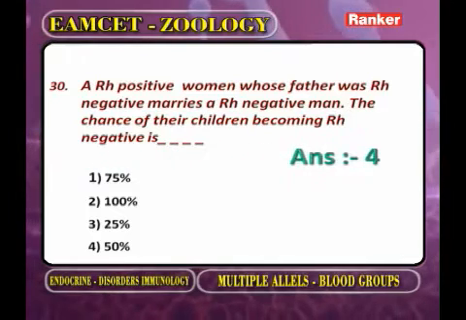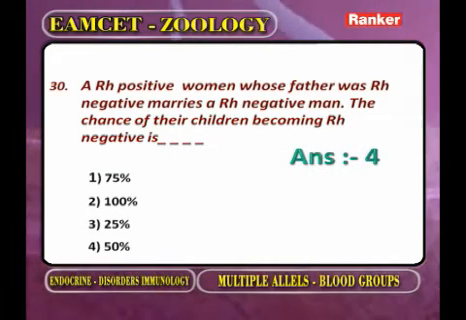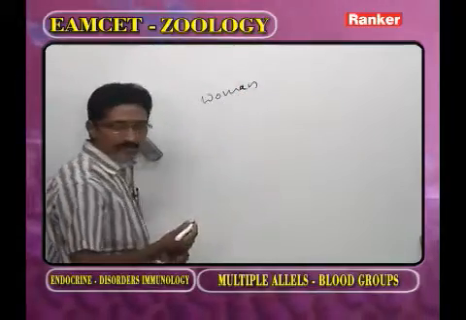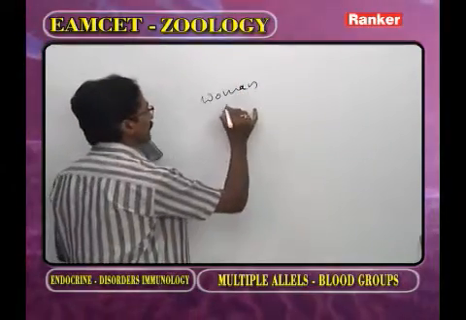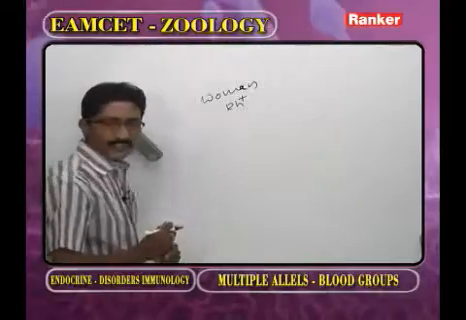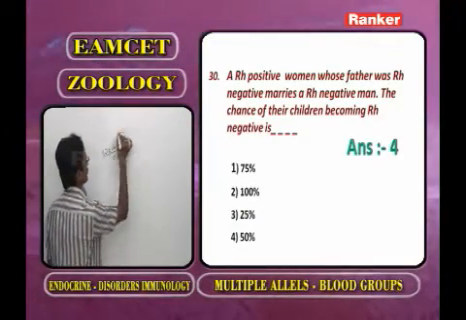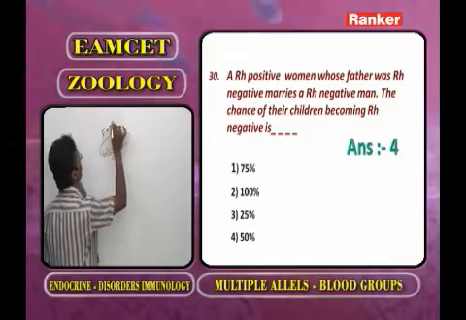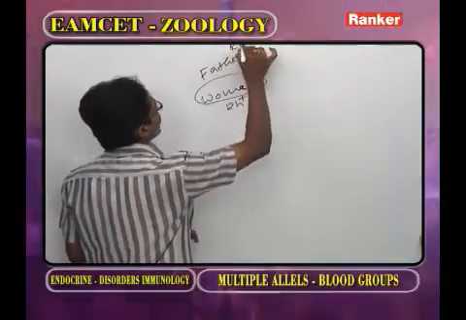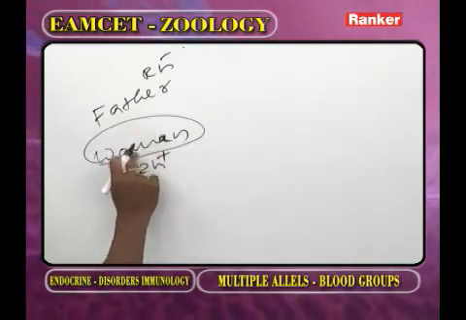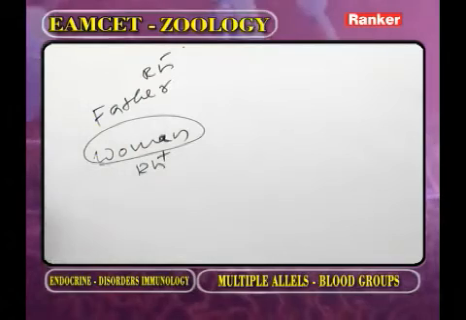The next one is, a Rh positive woman. You observe the question. Here the woman, as we observe the woman, Rh positive, that means she has Rh antigen. Whose father was Rh negative? The woman's father is Rh negative. The father has no Rh antigen. His daughter, the woman, has Rh antigen.